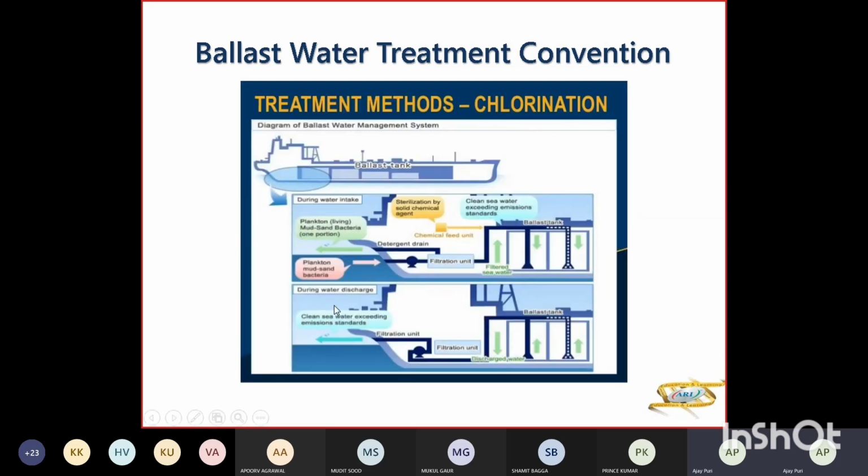So here in the treatment you see, you have taken the intake, the planktons and living bacteria inside, and you have a drain here. They are sterilized, filtered, and a solid chemical agent is put there. Then clean water exceeding emission standards will be here. Otherwise, you have to remove those bacteria before pumping out. During discharge, your filtration, and then your clean salt water exceeding the emission standards.